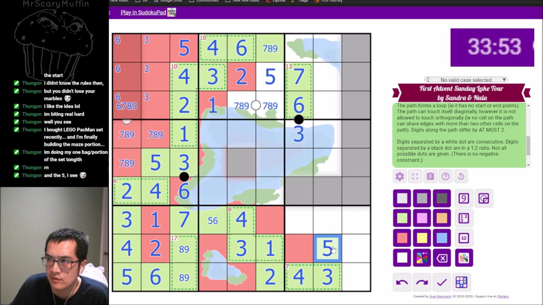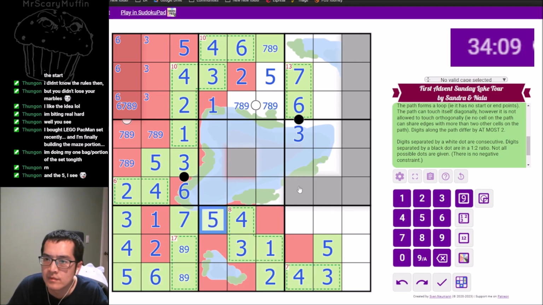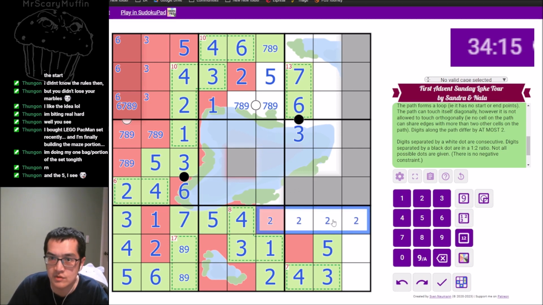Then this 5 can go into 6 or 7. 6 or 7 here, 6 or 7 here. 5s are eliminated from all of these except for here, so that's a 5. Gotten legitimately. We're left with 2, 6, 8, 9.